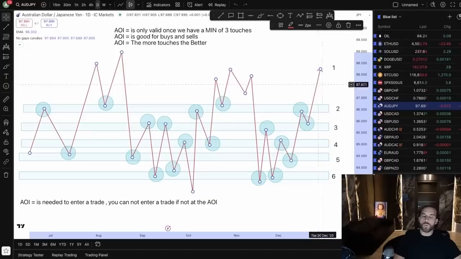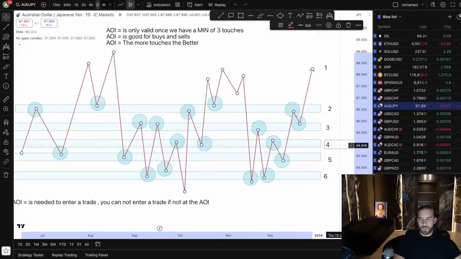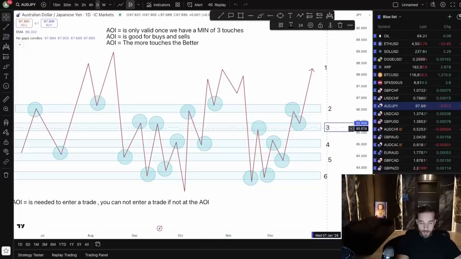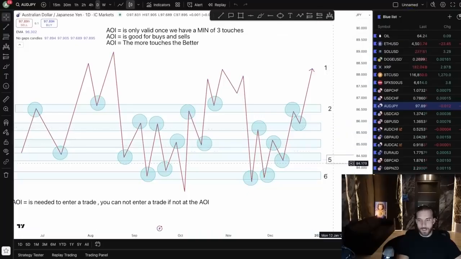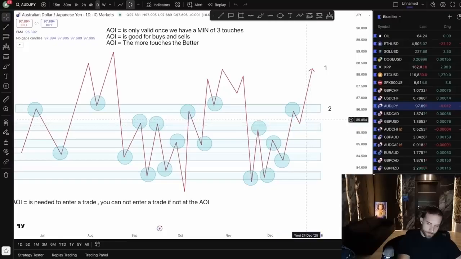So there's only one area of interest in this market that is actually valid, and that's going to be number 2. So area of interest number 3 is not valid, 4 is not valid, 5 is not valid, and 6 is not valid. Now you may be asking why. Well, very simple.